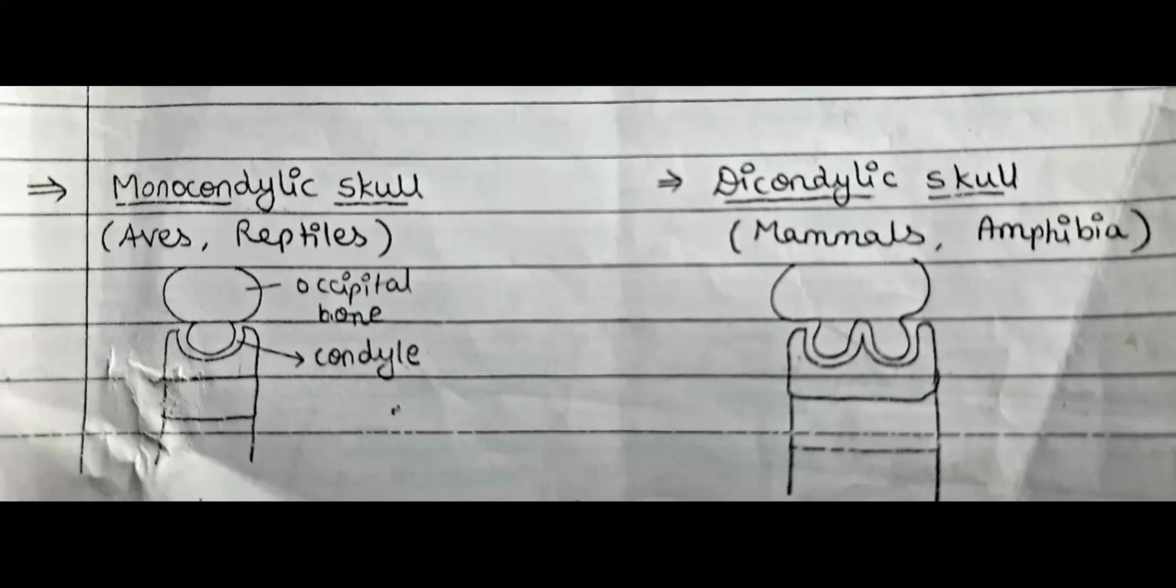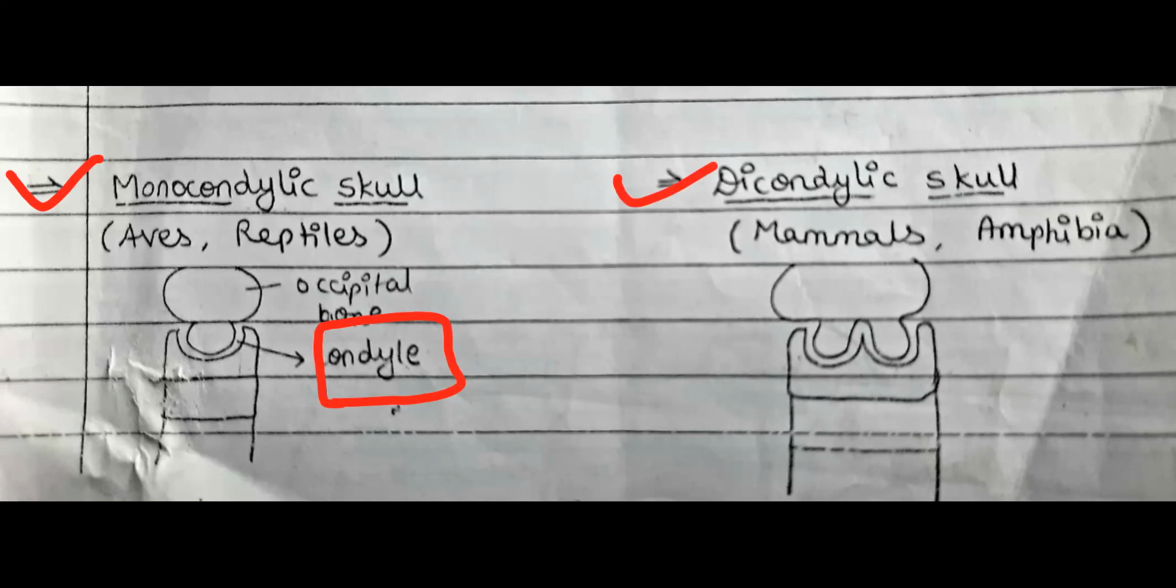Now if you study this in detail, you realize that there are two different possibilities regarding the skull in vertebrates. In one category, the occipital bone possesses a single condyle. It is known as a monocondylic skull. In this type of skull, the occipital bone at the posterior end has only one bulb-like projection, which we call the occipital condyle. That is called a monocondylic skull. It is seen in reptiles and aves.